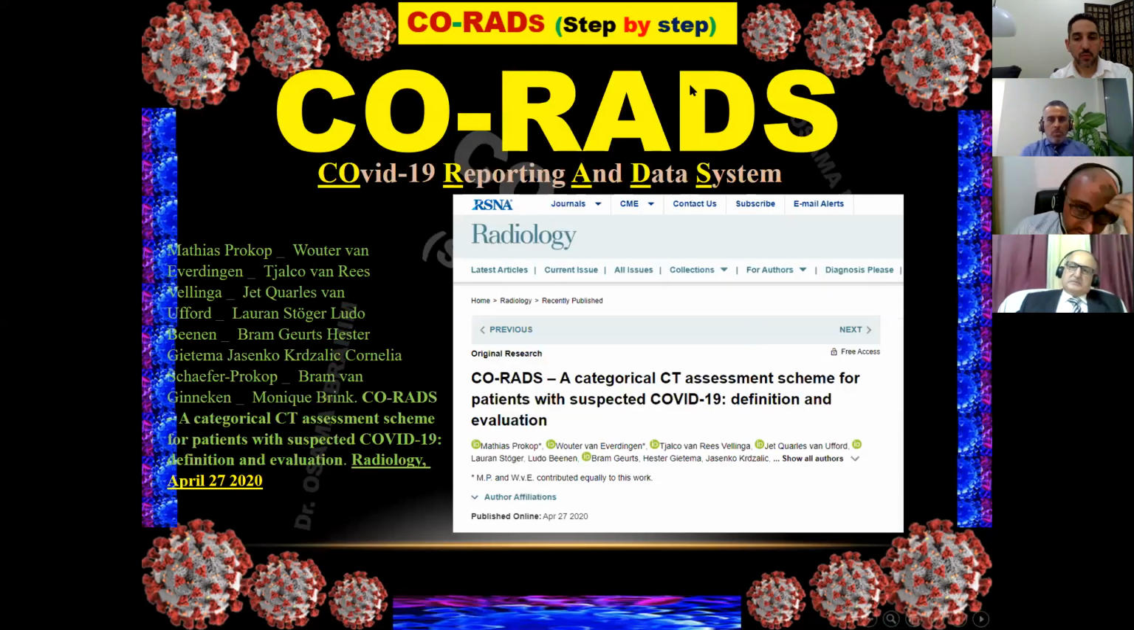So now, what is CO-RADS? CO-RADS means CO from COVID-19 and RADS from reporting and data system. This reporting and data system was scored and classified by those authors on April 27, 2020. CO-RADS is about the possibility of COVID-19, so the scoring of CO-RADS is talking about the possibility of COVID-19 from the HRCT study. It is not talking about the severity.